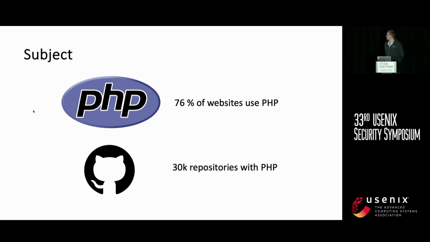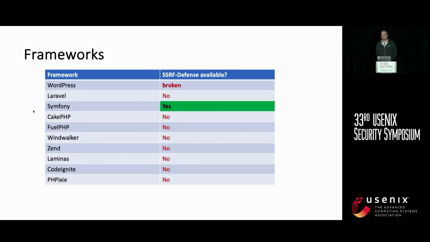PHP still powers, as we've seen previously, most of the web, and we've pulled 30,000 repositories from GitHub that use PHP as a language. We then also took a look at the surrounding ecosystem of PHP. We've compiled a list of every framework in PHP that supports server-side requests natively, and out of these, only one, namely Symfony, supports a defense. WordPress does provide some sanitization functions, but they're broken. You can check the paper for the details.